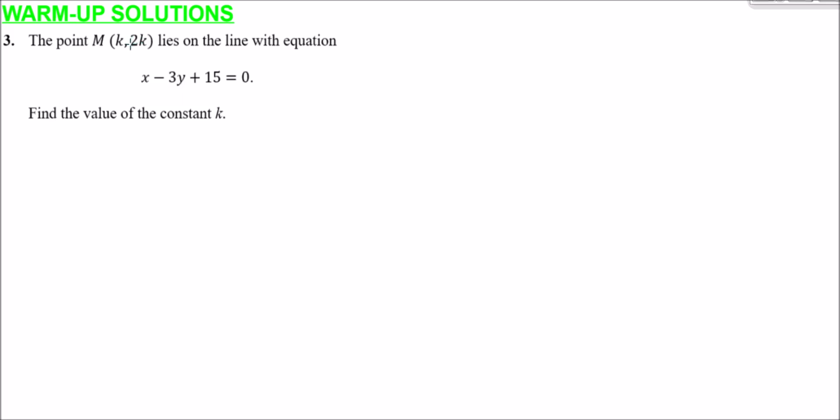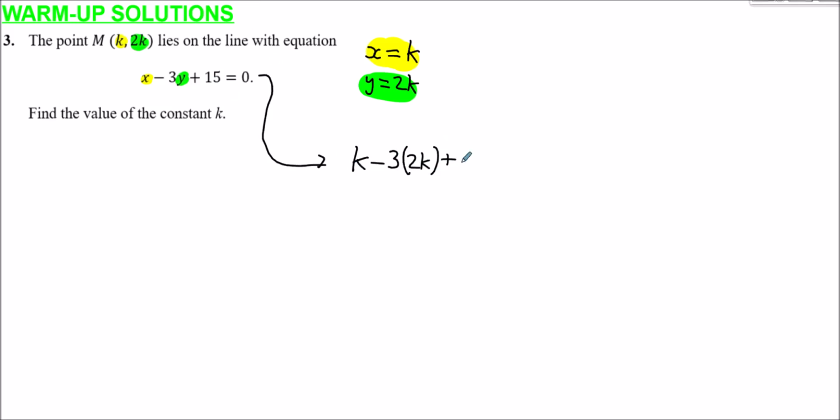And so what we can do here is sub in that x is obviously k and y is 2k. So we're going to substitute in that y is 2k as the expression for y into this equation here, because the point M has to satisfy that y is double the x coordinate at the point M. So using this setup, this equation here becomes k minus 3 lots of 2k plus 15 equals 0.